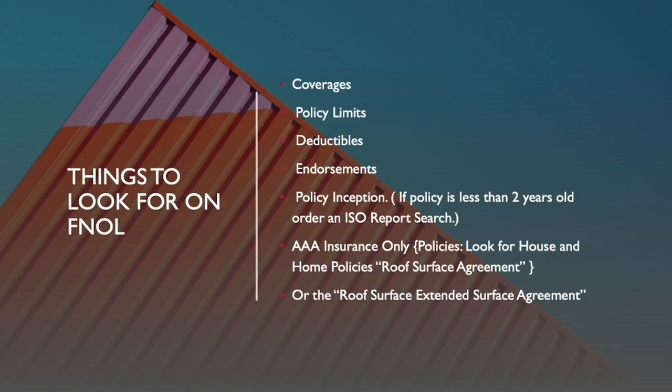The objective of this search is to make sure that the insured is not filing a second claim for the same damages. When dealing with AAA insurance policies, you want to look for house and home policies for the roof surface agreement, endorsement, or the roof surface extended surface agreement. These documents are very important when it comes to wind damage and hail damage, or roof damage in particular, on a claim.